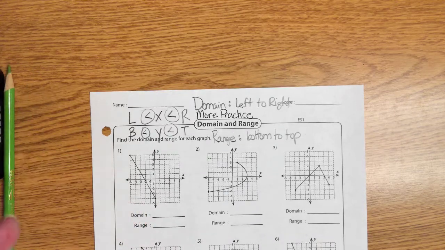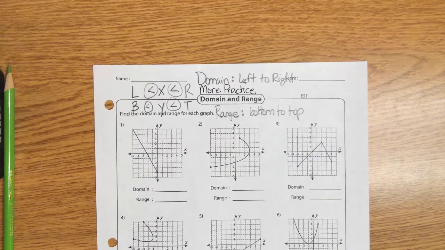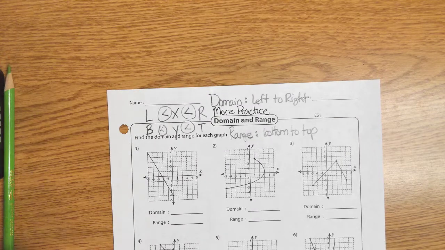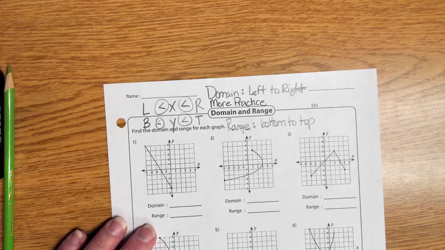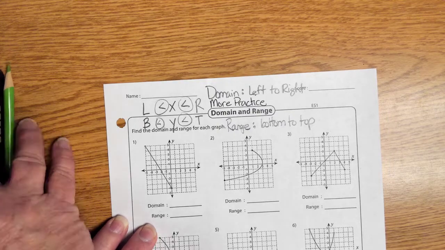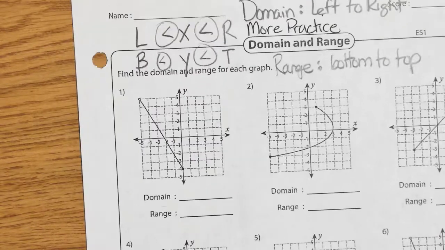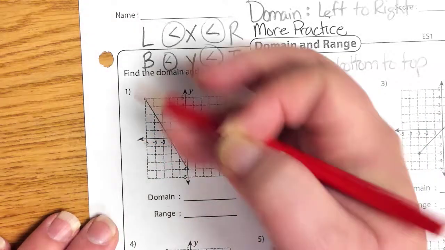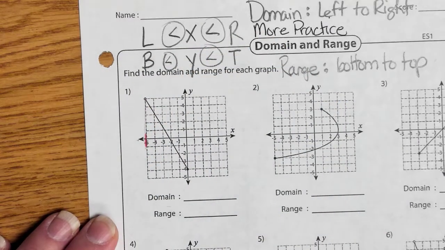So, first one, pretty straightforward. Okay, I'm going to zoom in a little bit so we all see it a little bit better. Let's see. Okay, here we go. So for domain, I'm going to start on my left. I'm going to mark the first time I see the line crossing my domain.